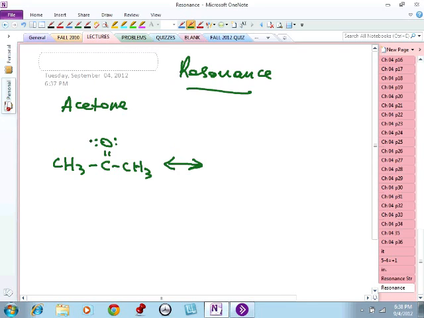What do you have to do? Keep in mind, in resonance, all you move is either the pi electron or the non-bonding electron. You cannot do anything else. If you do anything else, then that is no longer resonance. Resonance is just different separate structures representing the same molecule, in which the difference between them is the positioning of pi electrons or non-bonding electrons.